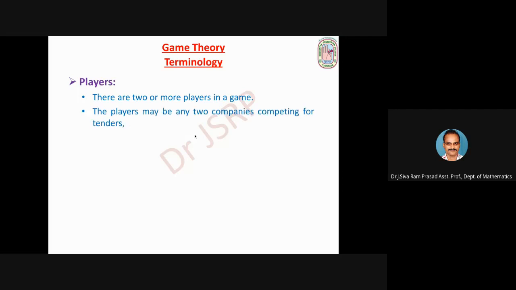We have some terminologies used in game theory. First one, players. Players means participants. There are two or more players in a game. In some games, there are only two players. In some games, there may be more than two players. The players may be any two companies competing for tenders, two countries bidding in a third country, etc. These are the examples for players.